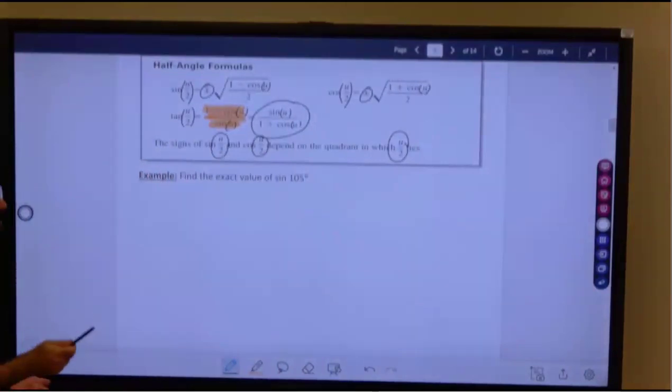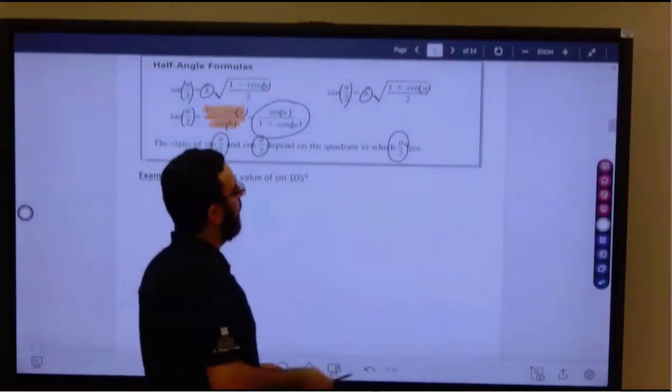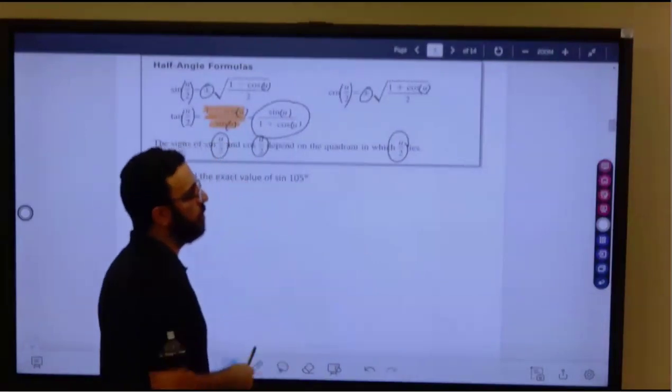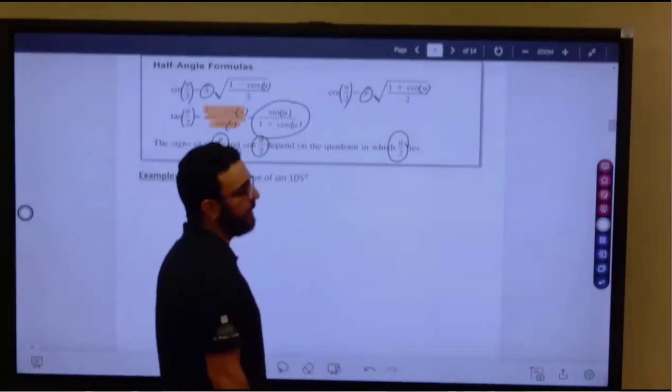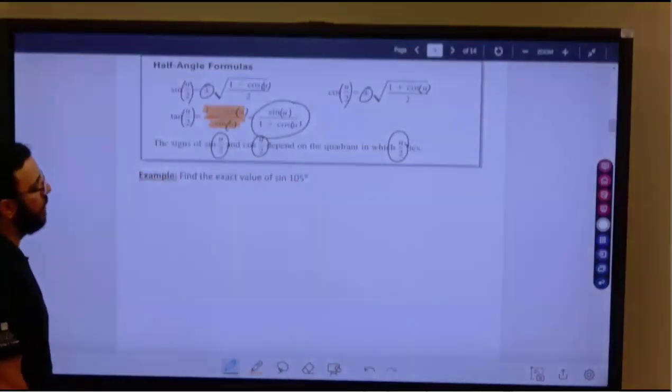So that means if it's in the first coordinate, it's going to be positive. If it's in the second coordinate, which one is going to be positive, sine or cosine? The sine, that means positive. If it's cosine, it will be negative. So it depends on the location of the angle.